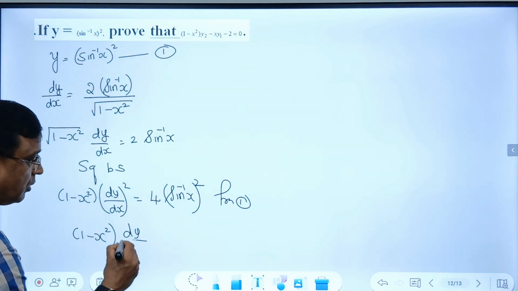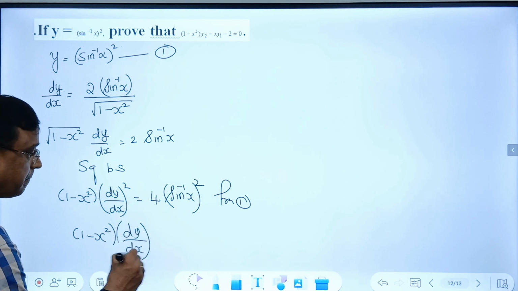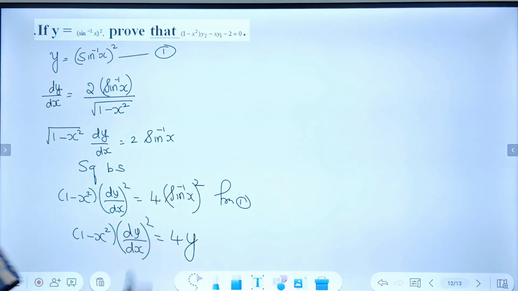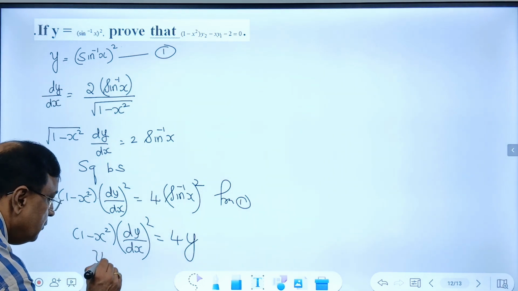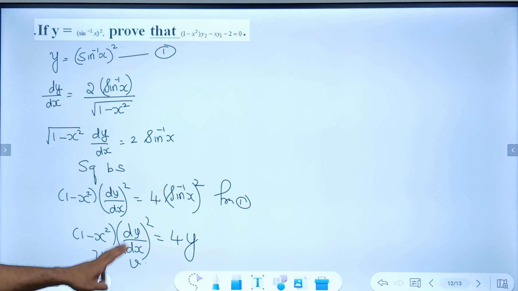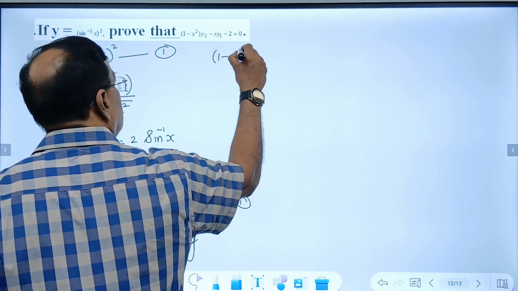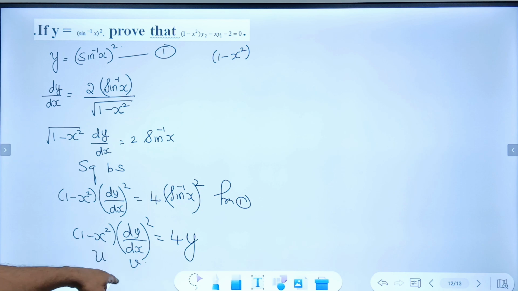Now from 1, this is 1, from 1, what do you know about sine inverse of x whole square? It's y. Okay, now differentiate. This is u, this is v. I'm going to use product rule. How do I use product rule? u into, I want to differentiate dy by dx whole square.